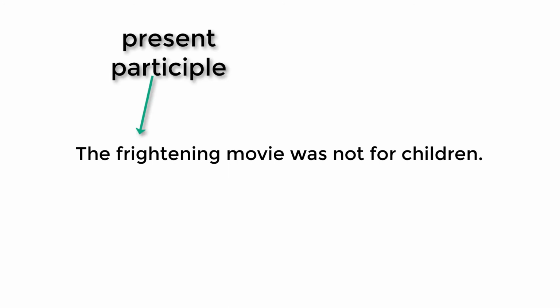A present participle would be appropriate in our other example. "The frightening movie was not for children." This is because the movie is the thing doing the implied action, that is, frightening. It would not be correct to say "the frightened movie was not for children," because this makes it sound like the movie itself was scared instead of being the thing that scares others.